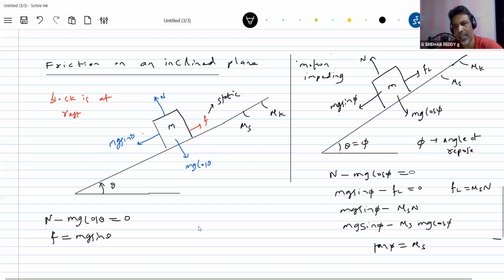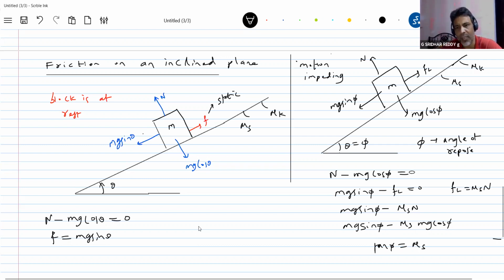So now, our angle of repose is related to the coefficient of static friction by this formula: tan phi is equal to mu s. Can you say anything about this theta? This theta is less than phi, so tan theta is less than mu s. Why is the block at rest? Because tan theta is less than mu s. Why is the block about to shift? Because here tan theta is equal to mu s.